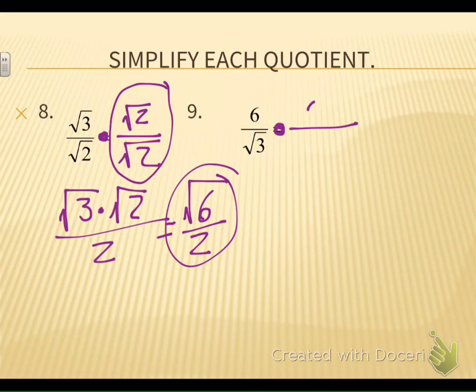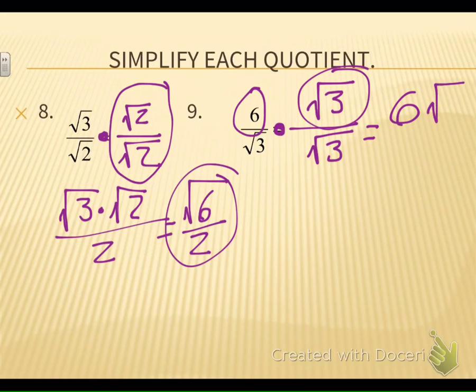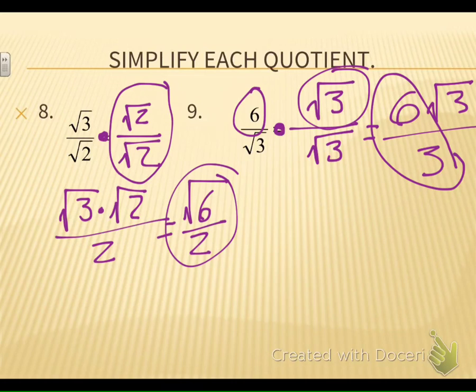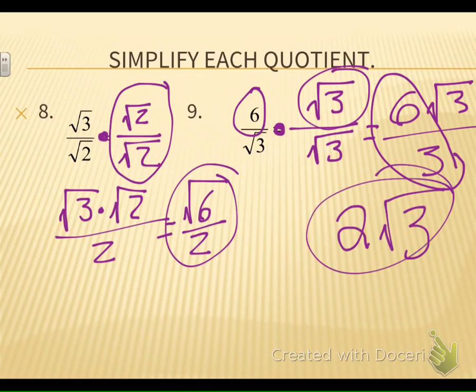So we're going to multiply by the bottom number, 3 over root 3. Now, because this number is not under a radical and this is, you just combine it. 6 root 3 over 3, but we can simplify that. So 6 divided by 3 is 2, root 3.